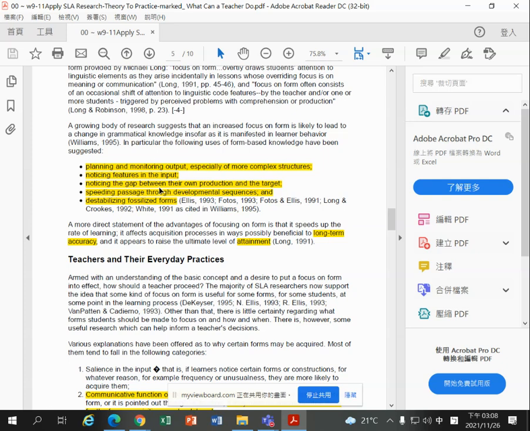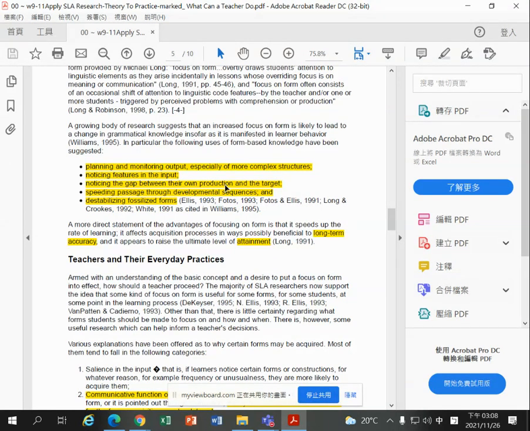So notice the gap between their own production and the target. This is a good exercise, all right? Notice the gap between their production and the target. Target what? Target language. So for example, in this paper, it talks about dictogloss. It's an exercise, all right?